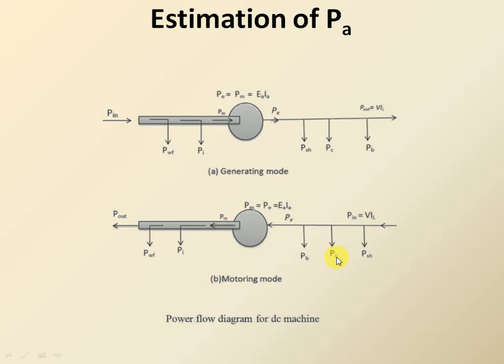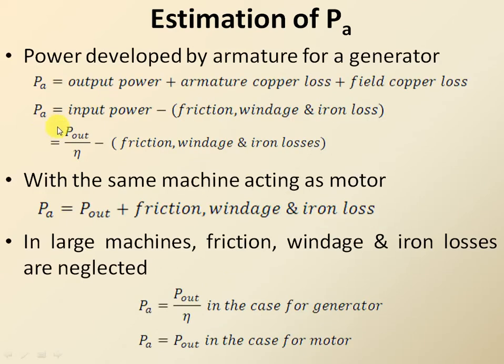In motoring mode, if you subtract the field copper loss and armature copper loss from the input electrical power, you will be able to estimate the value of armature power developed. You can also estimate the armature power developed from the output mechanical power by adding the friction, windage loss and iron loss to the output mechanical power developed. The relation for armature power developed is also shown here.